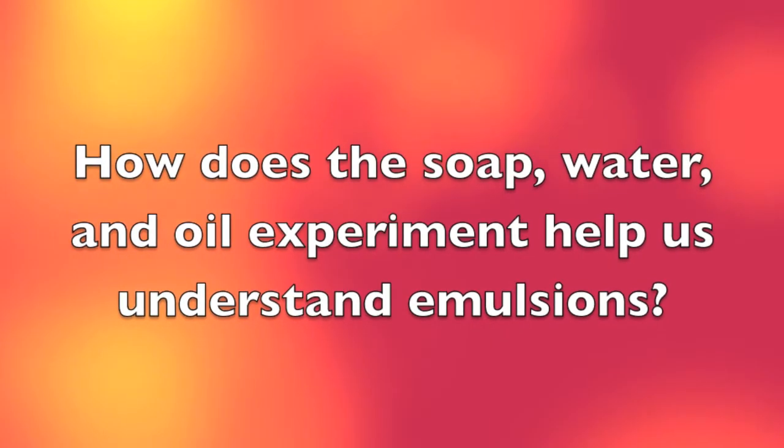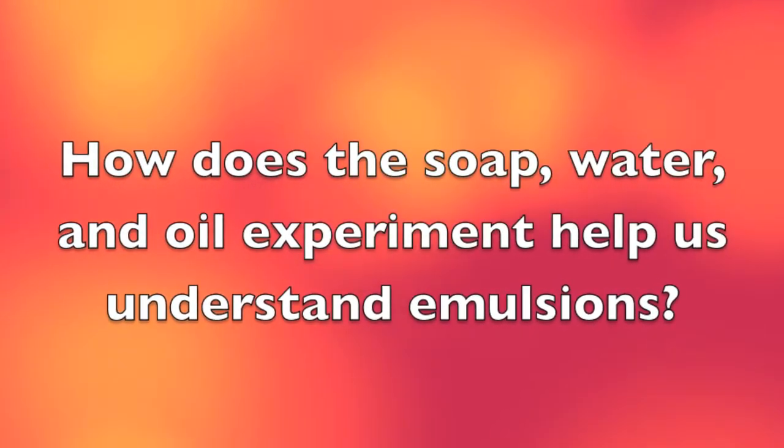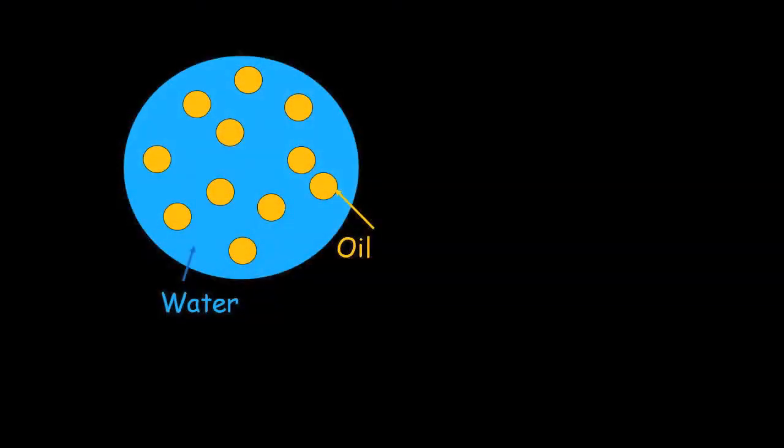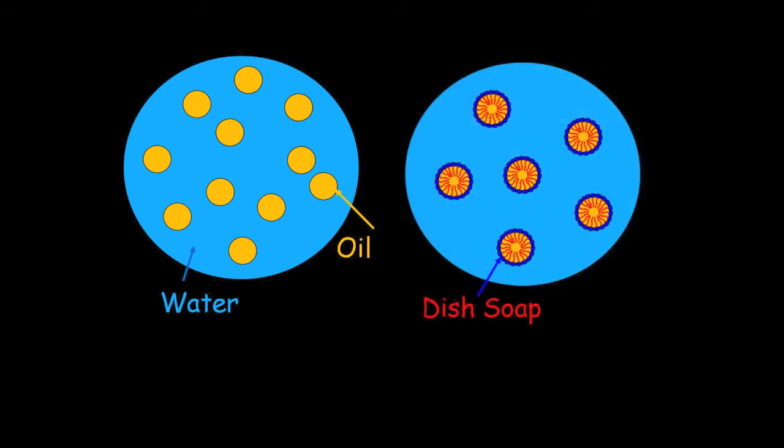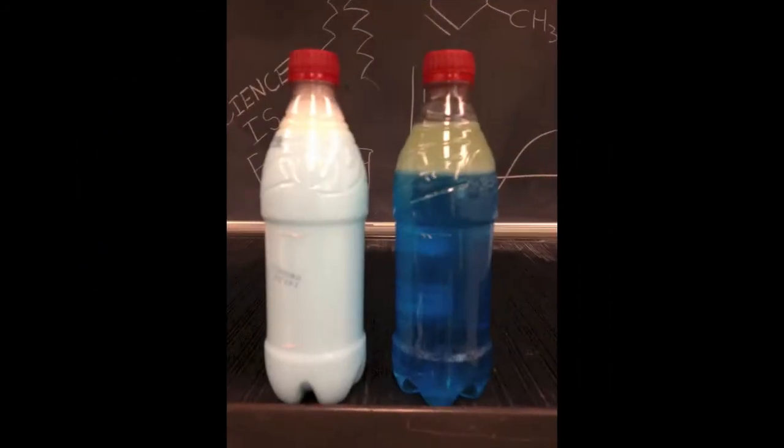So how does the soap, water, and oil experiment help us understand emulsions? In addition to showing how emulsions need energy to be formed, like how the water and oil needed to be shaken in order to mix, this experiment shows us the differences in stability. Without soap, the oil and water separate almost immediately. But when soap is added, the oil and water take much longer to separate, which means that they are more stable with the soap than without it. After a period of time, the oil and water will eventually separate, but it is much longer with the soap than without it.